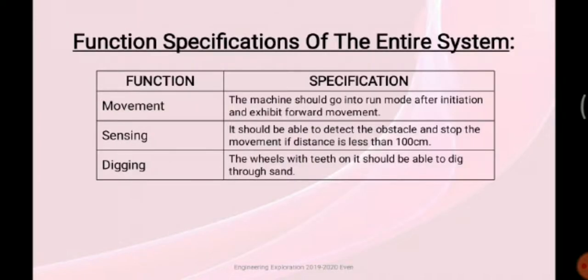Function specifications of the entire system. Movement: the machine should go into run mode after initiation and exhibit forward movement. Sensing: it should be able to detect obstacles and stop the movement if the distance is less than 100 cm. Digging: the wheels with teeth on them should be able to dig and throw the sand. And next, there will be the simulation of the circuit diagram.